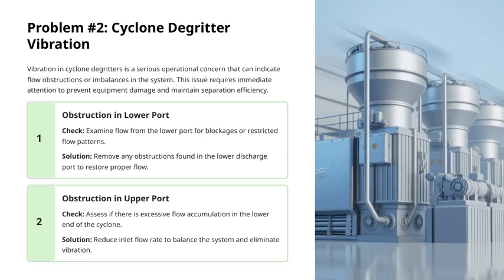Doing so helps to balance the system and eliminate the vibration. By understanding these two key points, checking both the lower and upper ports, you can quickly identify and resolve vibration issues, helping to maintain the cyclone's efficiency and prevent damage. Remember, addressing vibration isn't just about fixing a noise, it's about ensuring the overall health and performance of the system.